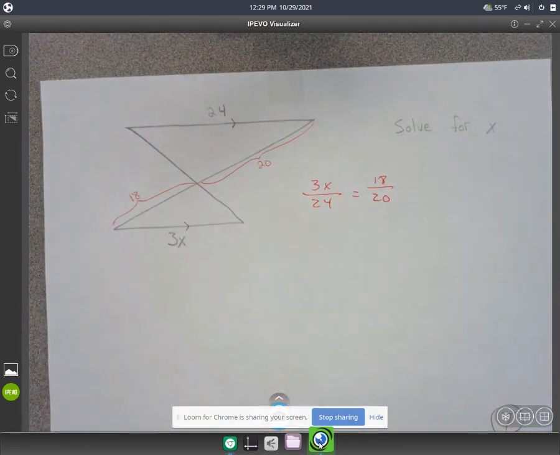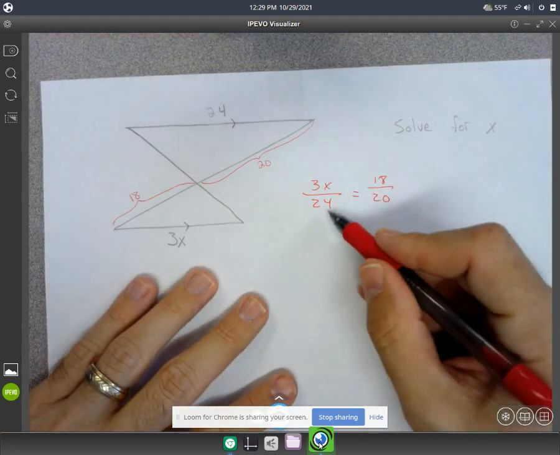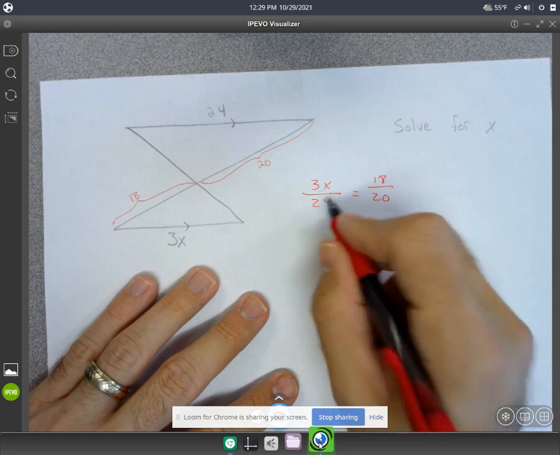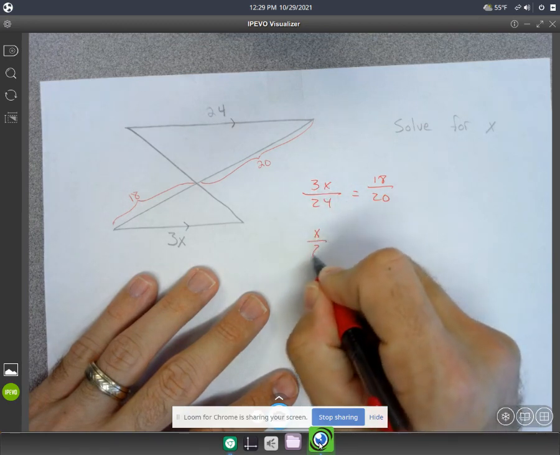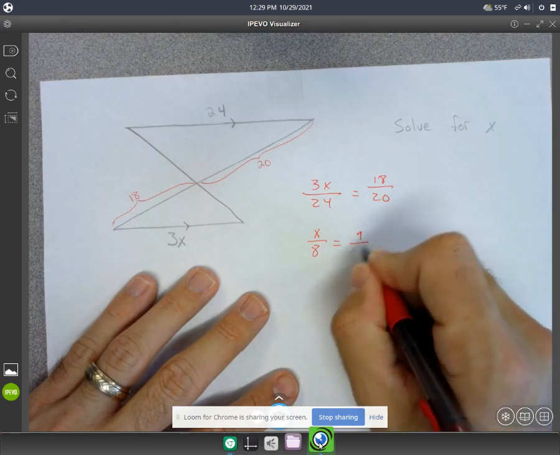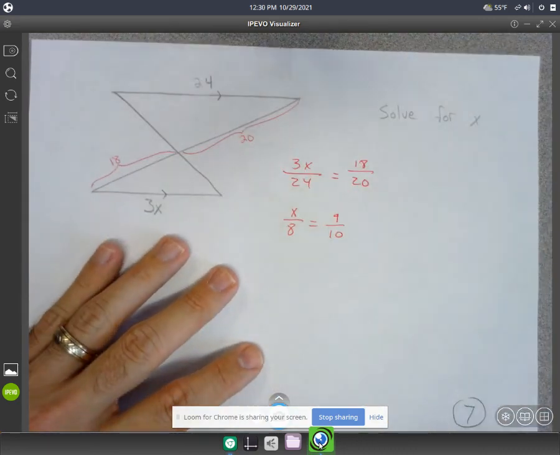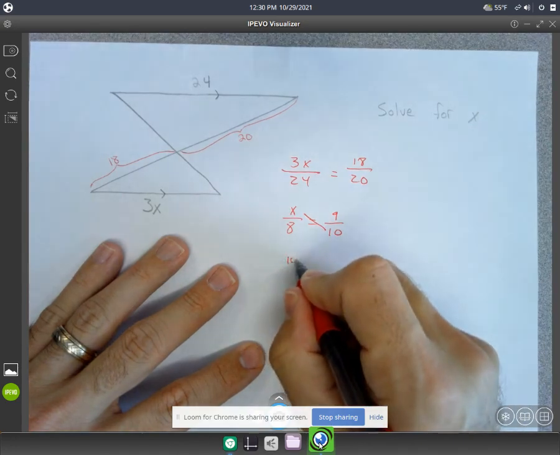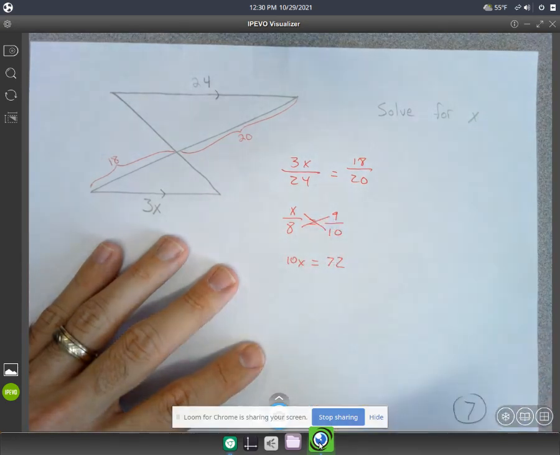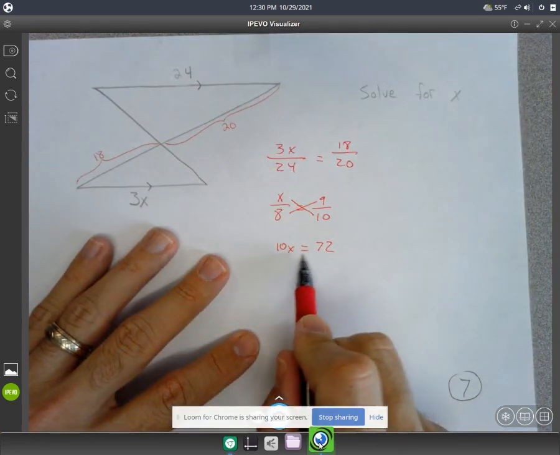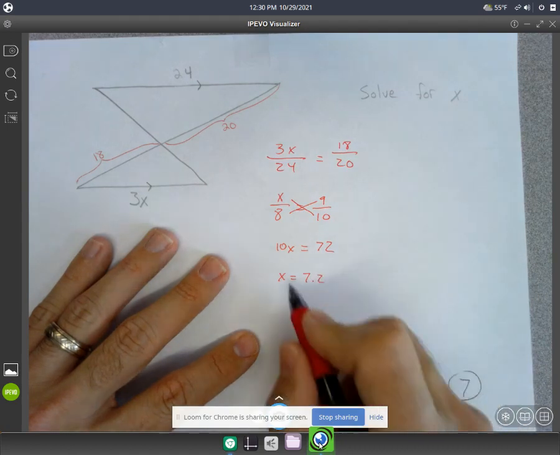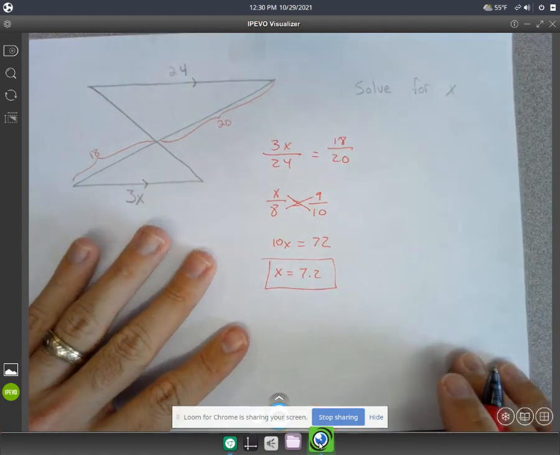You could cross multiply and solve it that way. What I'm going to do is simplify both of these fractions real quick. I can simplify this one by 3, so it's going to be x over 8. I can simplify this one by 2, so it'd be 9 over 10. Just makes the numbers easier for me. I get 10x equals 8 times 9, which is 72, and then divide by 10, you'll get 7.2. Cool.